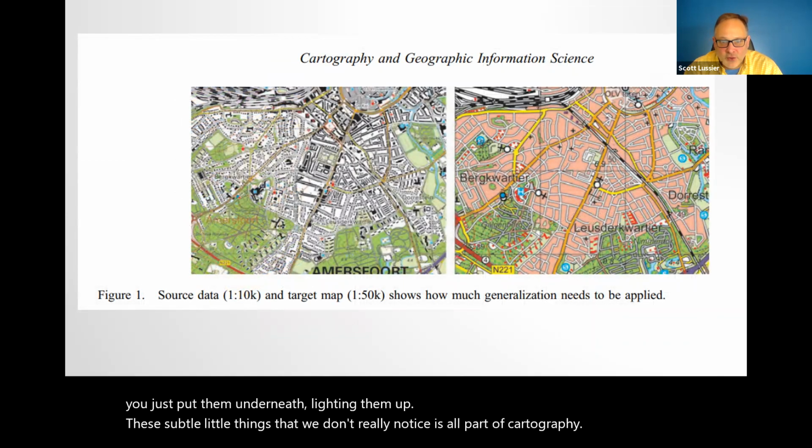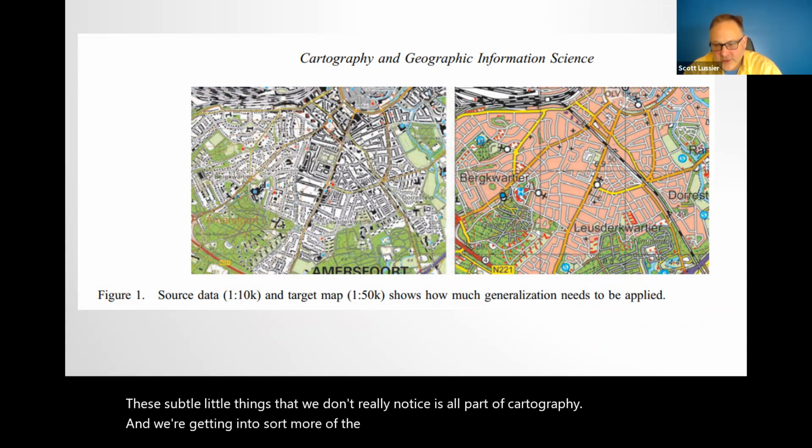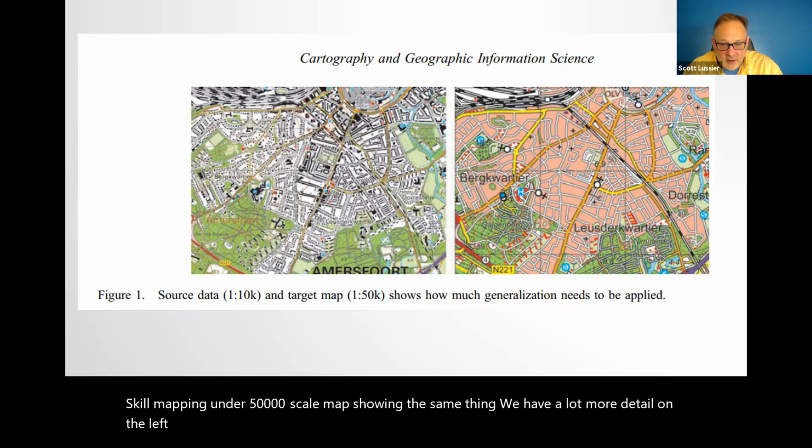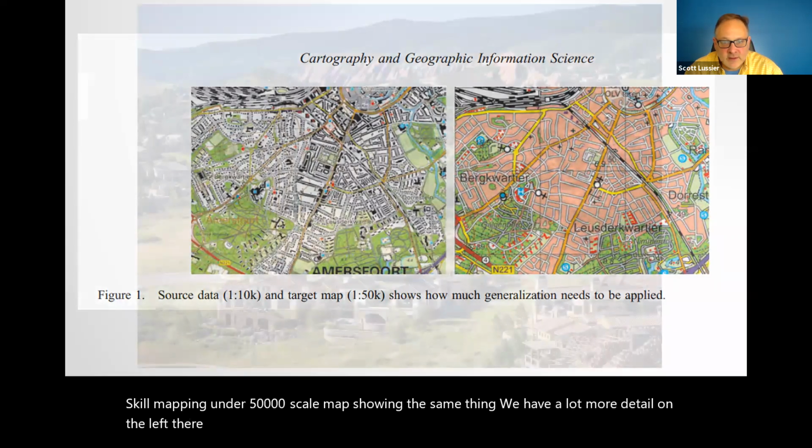And we're getting into sort of more of the details, like the scale matters. We have here a 1 to 10,000 scale map and a 1 to 50,000 scale map showing the same thing. We have a lot more detail on the left than on the right, but it depends on where we're looking at it. Are we looking at the whole country, or are we looking at a neighborhood? And we have to adjust our data and our cartographic map to show that. And there's a lot to that as well. The different scales and the accuracy, and we talk about scale a lot in class.